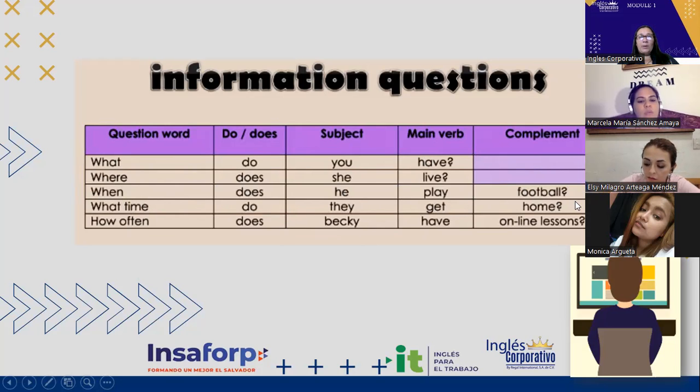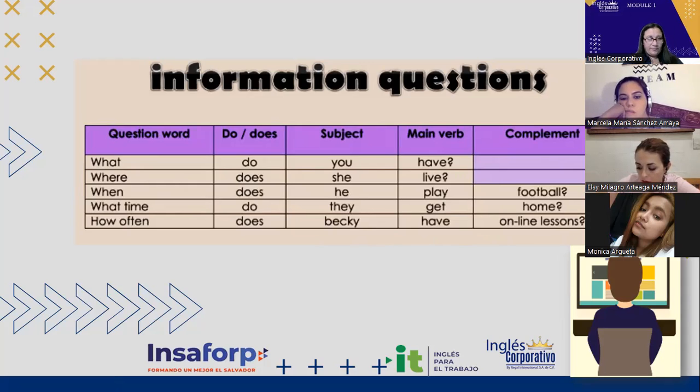What time do they get home? ¿A qué hora llegan ellos a su casa? How often, en el que les decía, es con qué frecuencia. Como otra pregunta, pero este para preguntar con qué regularidad hacemos alguna actividad. How often, si lo pronuncia often or often, igual está correcto. How often does Becky have online lessons? ¿Con qué frecuencia Becky tiene sus online lessons? Y aquí, she has online lessons twice a week, three times a week, every day. Ahí va a depender con la frecuencia con la que eso ocurra o suceda. ¿Yes? Ok.